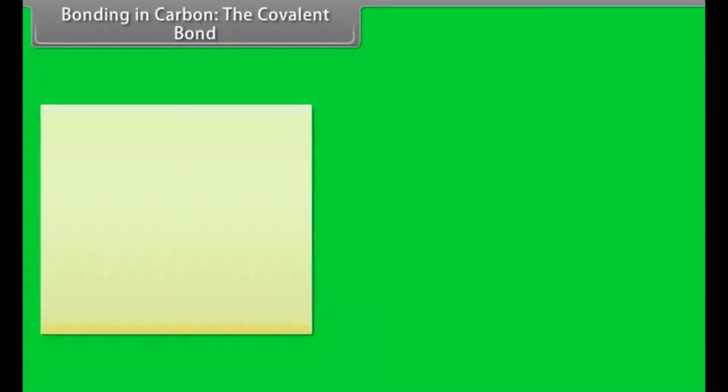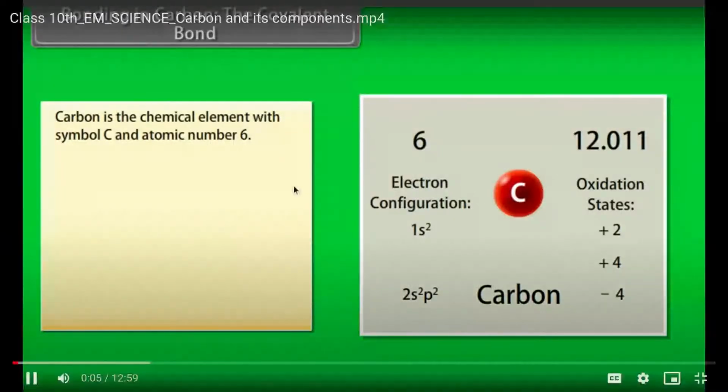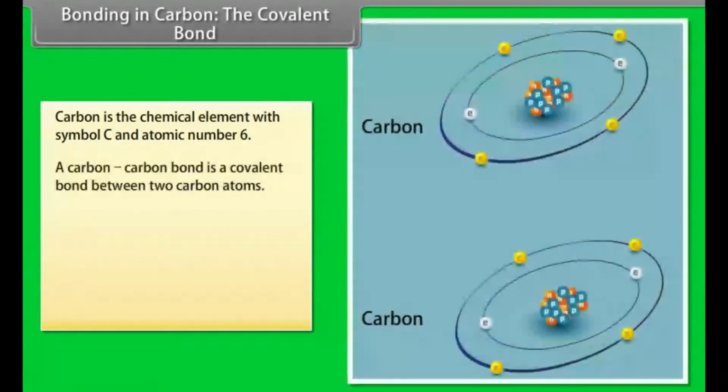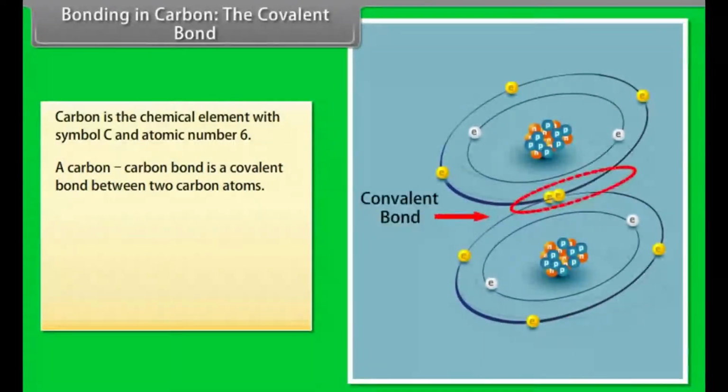Carbon, the covalent bond. Carbon is the chemical element with symbol C and atomic number 6. As a member of group 14 on the periodic table, it is non-metallic with 4 electrons available to form covalent chemical bonds. A carbon-carbon bond is a covalent bond between two carbon atoms. The most common form is the single bond, a bond composed of 2 electrons, one from each of the 2 atoms.